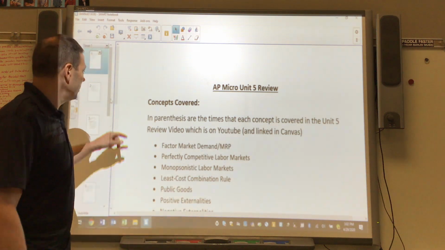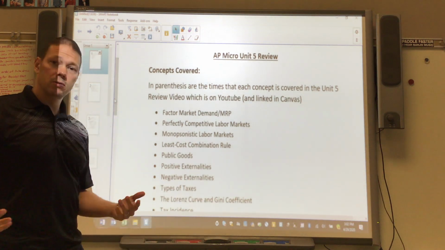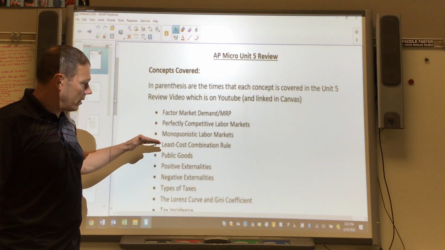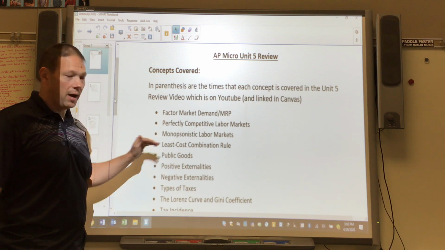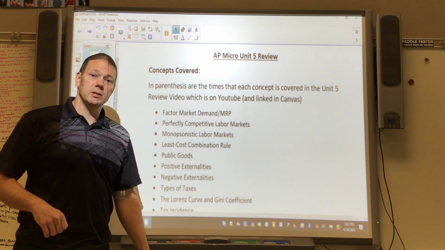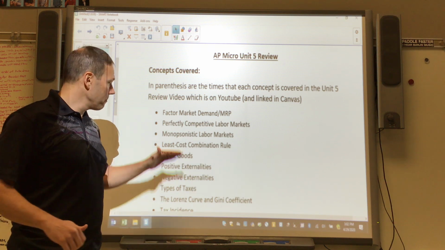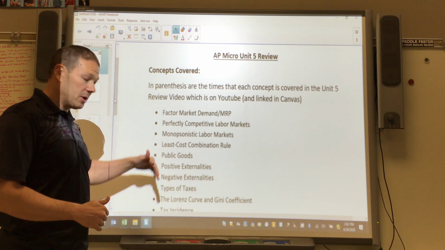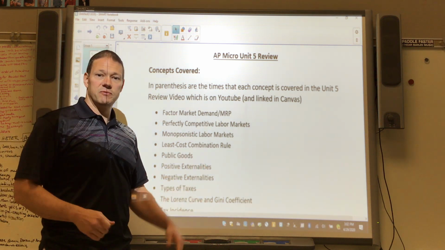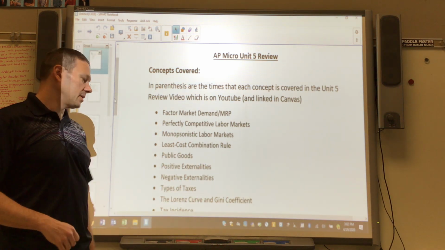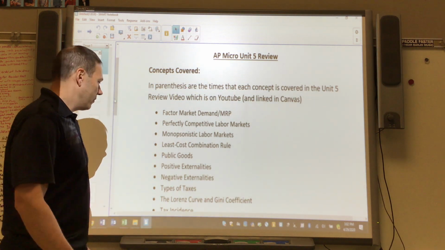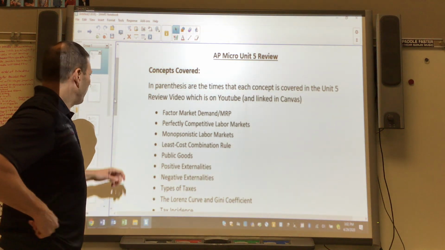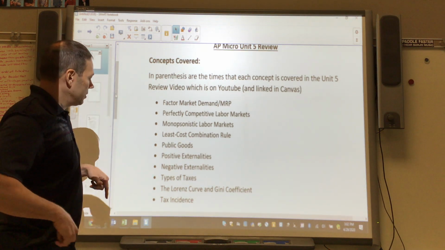FYI, if you're watching this for this year's class, the class of 2020, you really only need to go up to the least cost combination rule. These are the only concepts that I did from this unit that are going to be on this particular exam. The rest of it, the College Board has said they're not going to test over, but I'm going to go over them in case I use this video in future years when all the concepts are covered. It'll be a nice Unit 5 review. So if you're watching this year, you can stop at least cost. The rest of it you will not be accountable for, but in the future, those could be helpful to you.